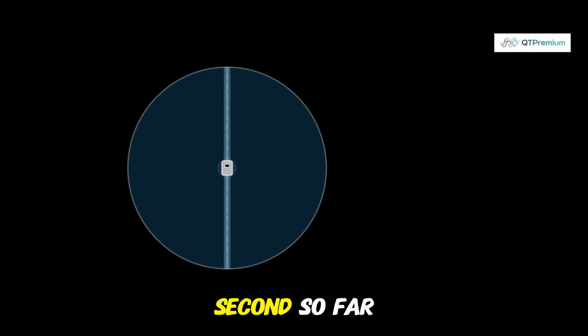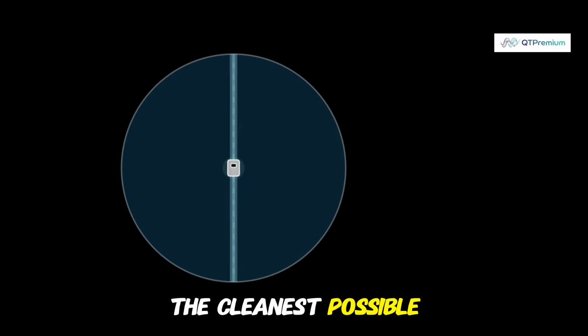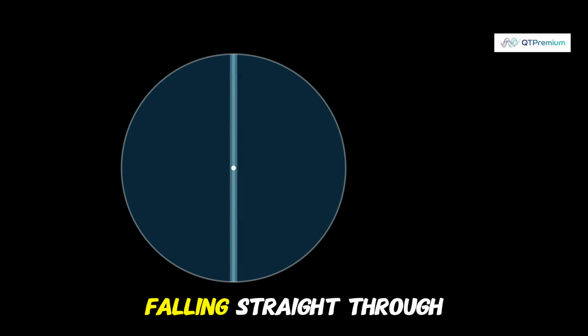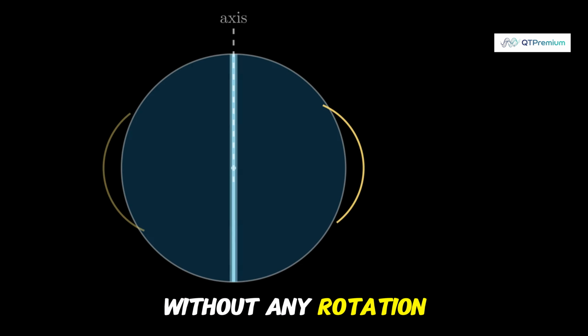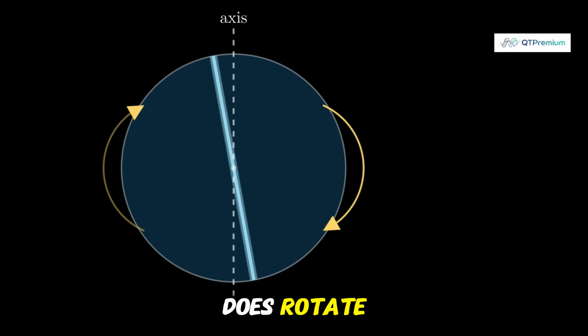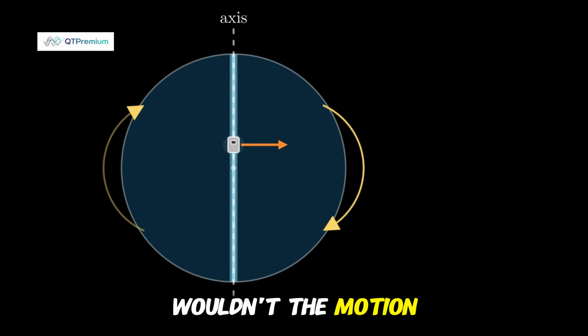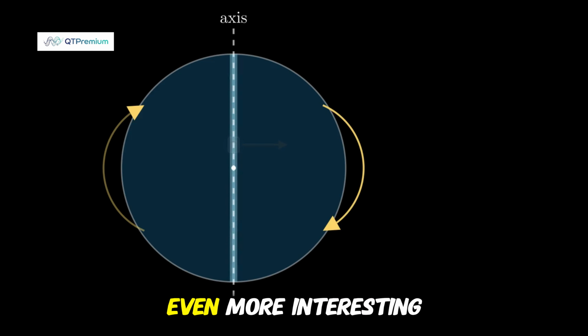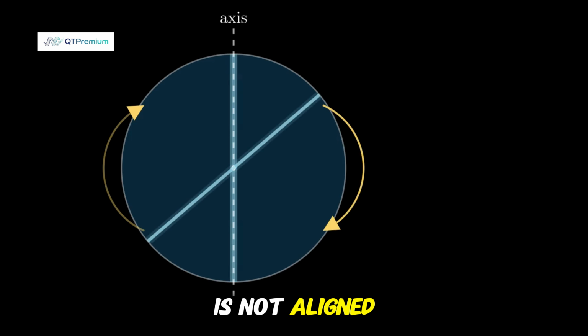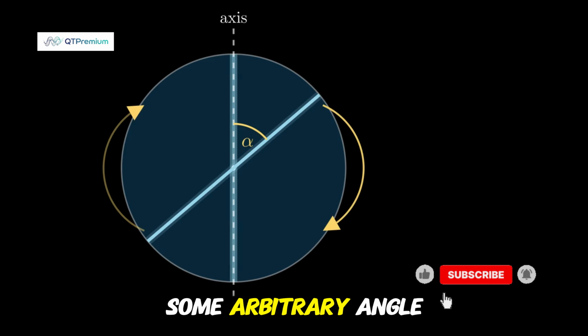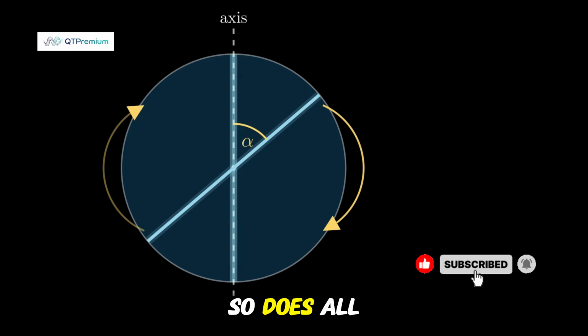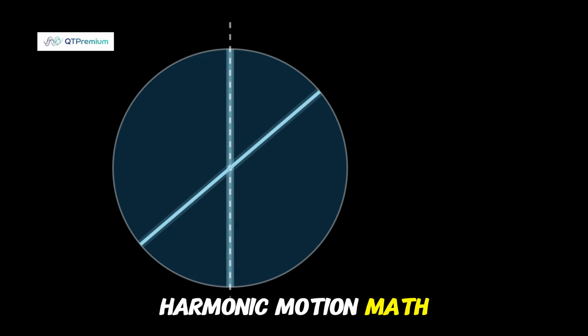But wait a second. So far, we've been using the cleanest possible version of the problem, falling straight through the center without any rotation. But the Earth does rotate, so now you might wonder, wouldn't the cabin get pushed sideways? Wouldn't the motion become distorted? And that gets even more interesting if the tunnel is not aligned with Earth's rotation axis, but passes through the center at some arbitrary angle alpha. So does all of our nice harmonic motion math fall apart?